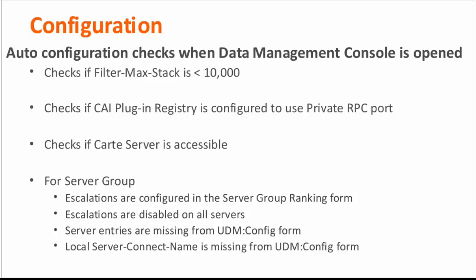For server group environments, it also checks escalations configured in the server group ranking form, and if escalations are disabled in any servers, if server entries are missing in the UDM config form, and if the local server connect name is missing in the UDM config form.